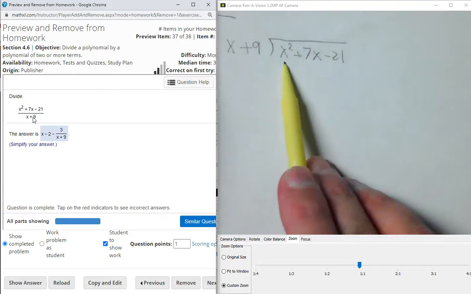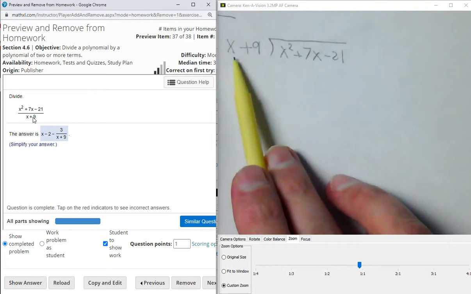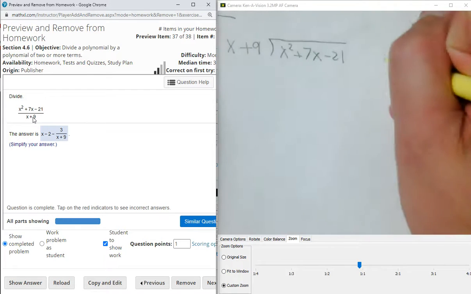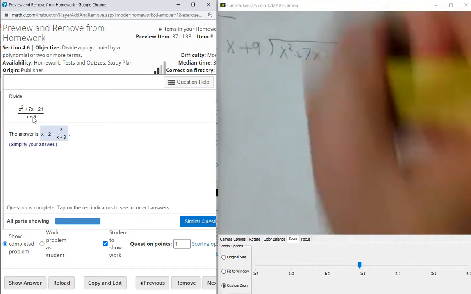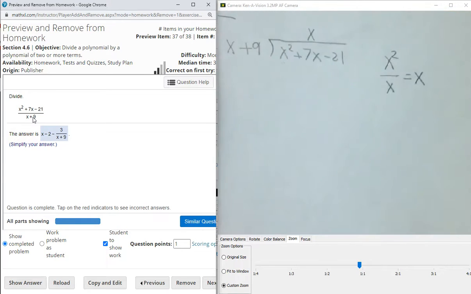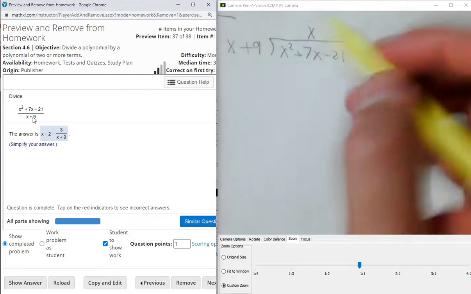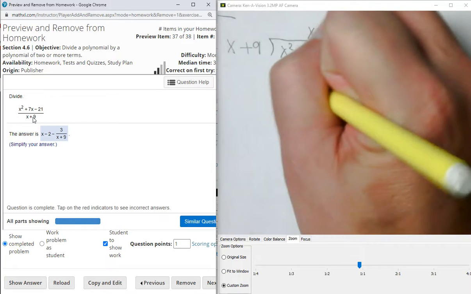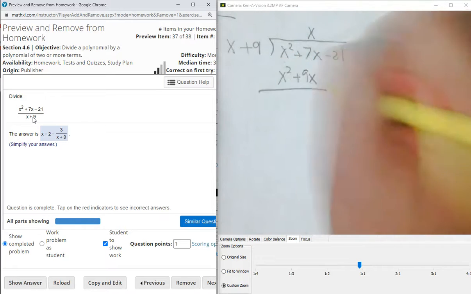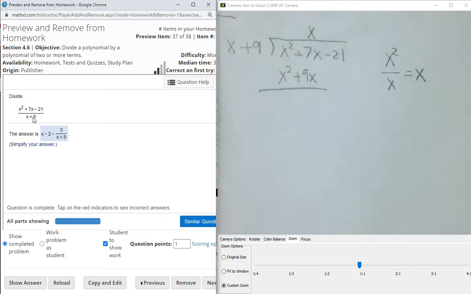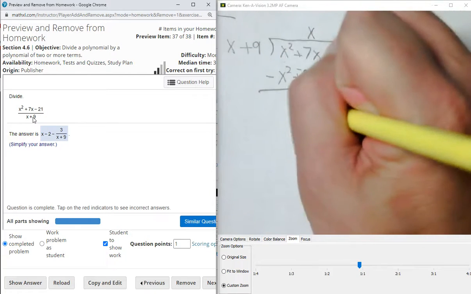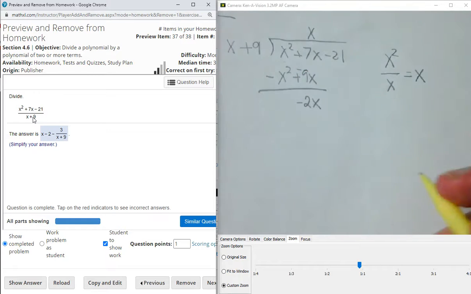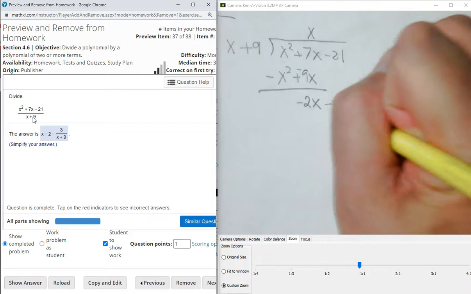So I take the first term of the dividend divided by the first term of the divisor. I can make a little note on the side here that it ends up with x. So x would go over the first degree term in the polynomial. Then I would take x times x plus 9. That's going to be x squared plus 9x. As I said, the textbook says to just mentally subtract. I like to go ahead and change signs and then add. Then I would bring down the negative 21.